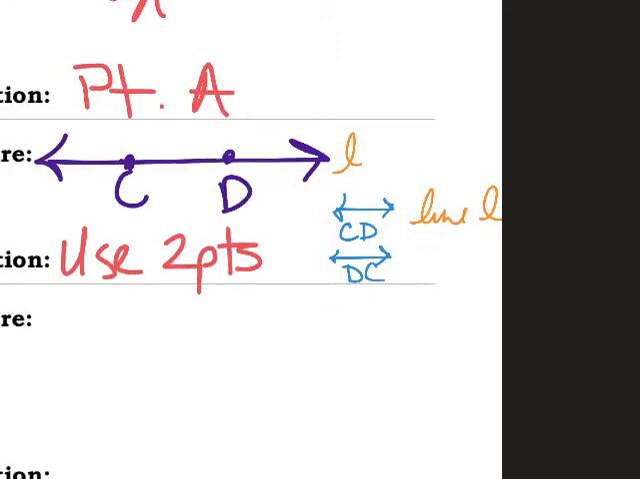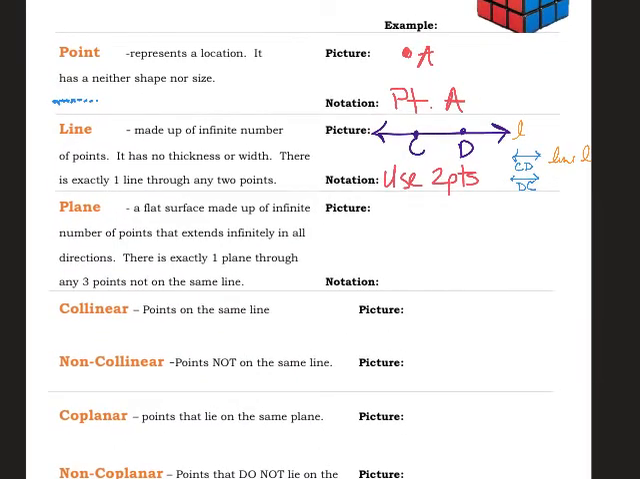All right, let's talk about a plane. So a plane is made of an infinite number of points as well.